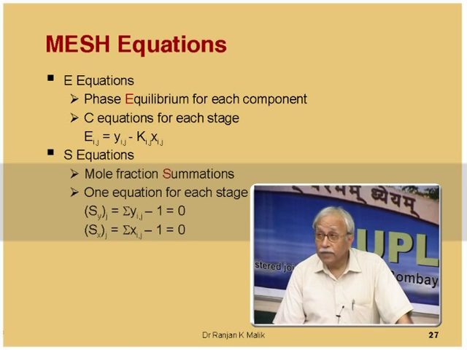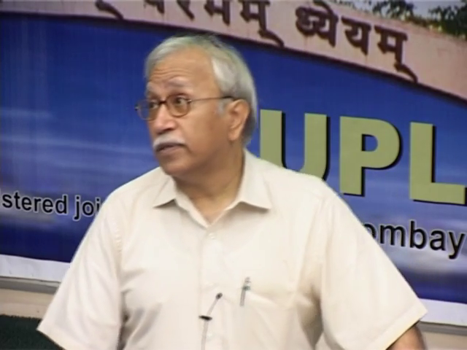So, mole fraction summations, where we have to say that sigma y, the summation is over i. We are sitting on the jth tray, the summation is over i. So, sigma yi should be equal to 1, or in residual form sigma y minus 1 equal to 0. Similarly, sigma xi minus 1 equal to 0. So, again this is the residual of S y, this is the residual of S x. So, we have now 2C plus 2 equations.